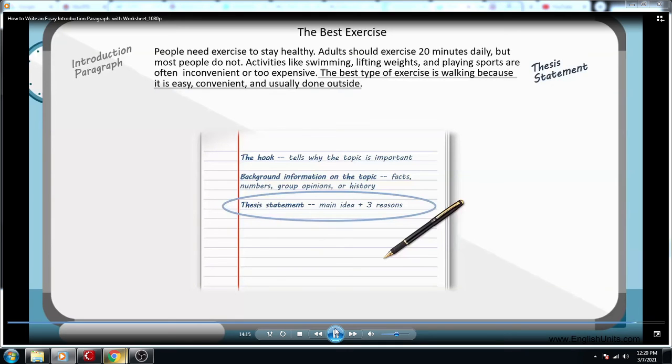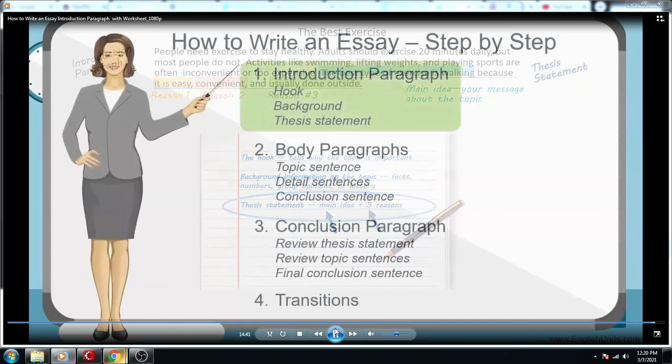And remember that the thesis statement contains the main idea, which is your message about the topic. In this case, our main idea is that the best type of exercise is walking. The thesis statement also gives 3 reasons for your main idea. Our 3 reasons are, reason 1, because it is easy. Reason 2, it is convenient. And reason 3, it is usually done outside.